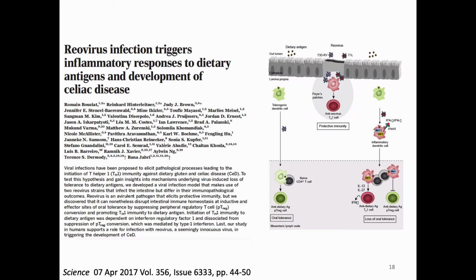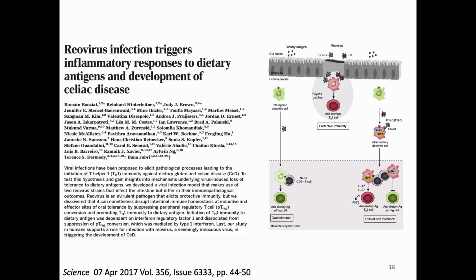However, if a person is very unlucky and they got infected with a specific virus called reovirus, at the same time they first encounter this antigen, now they're going to be making this reovirus T cell response. They're going to be making Th1 cells responding to reovirus, and those Th1 cells are going to be throwing their interferon gamma all over the place in the GI tract.